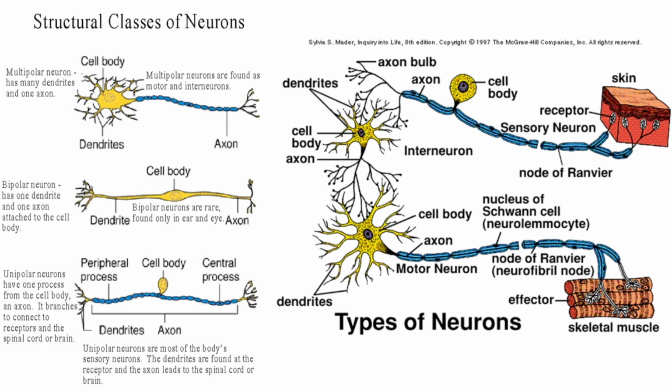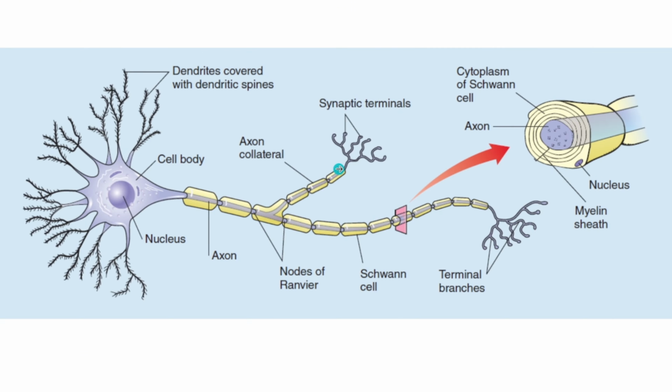Before you go deep into this topic, you should know the structure of the neuron and the classes of the neuron. There are three types of neuron: sensory neuron, interneuron, and effector neuron. This is the basic structure of the neuron. In the sensory neuron we have the cell body, the axon, the dendrite, the nodes of Ranvier and the Schwann cell. You need to know their structure very well, and also the role each structure plays.